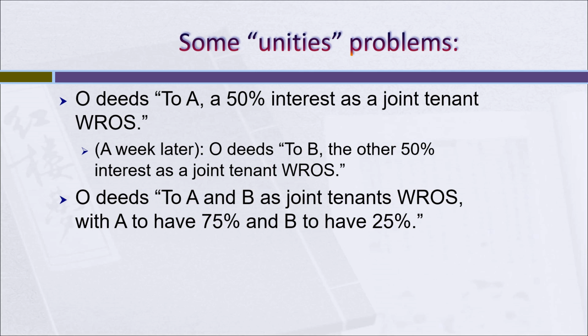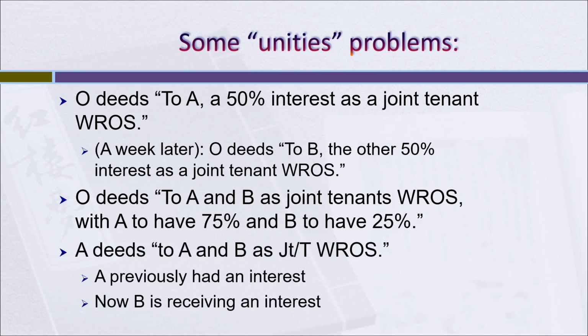What that means is if you have two joint tenants, they have to have 50% interest each. If you have three joint tenants, they have to have 33 1/3% interest each. If you have four joint tenants, they have to have 25% interest each, and so on. There's no limit to the number of joint tenants you can have, but their interests always have to be equal.